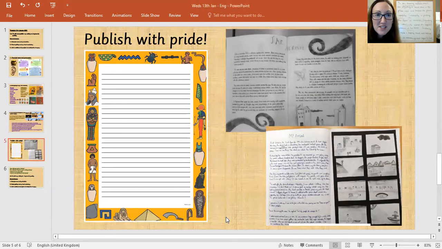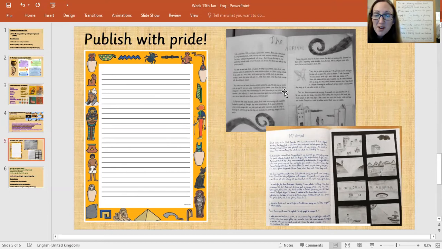It's a lovely design around the outside. If you don't have a printer, no problem at all. There's no reason why you can't write your work out as neatly as you can first, and then draw a border around it, or illustrate it, or decorate it in some other way that would make it look really attractive. We can see here these two examples. Now, these are examples from year 6, so we're really aiming high here.